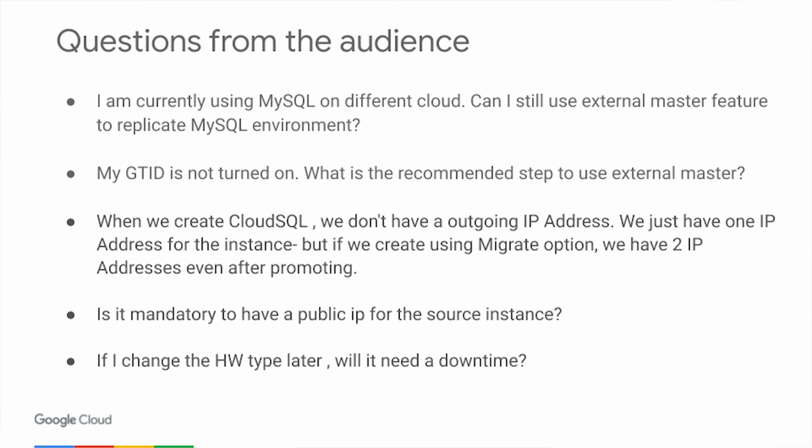Third question. When we create Cloud SQL, we don't have an outgoing IP address. We just have one IP address for the instance. But if we create using the Migrate option, we have two IP addresses even after promoting. The thing is, when you first create a Cloud SQL instance without the migration option, you don't need an outgoing IP address because that's going to be the database IP address serving the outside world to connect to it. If you don't want to use the IP address to connect, I recommend using the Cloud SQL proxy and using the instance name to connect to the Google Cloud platform.